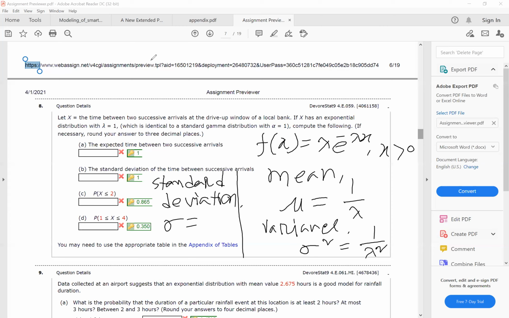Yes, square root of 1 over lambda squared, the square root of the variance. Yeah, you're right, it is 1 over lambda. Correct. So this is 1 over lambda.